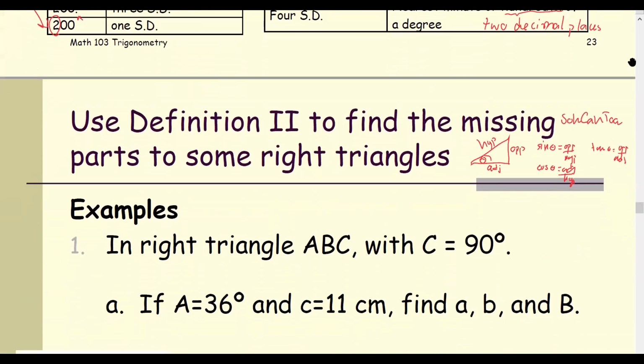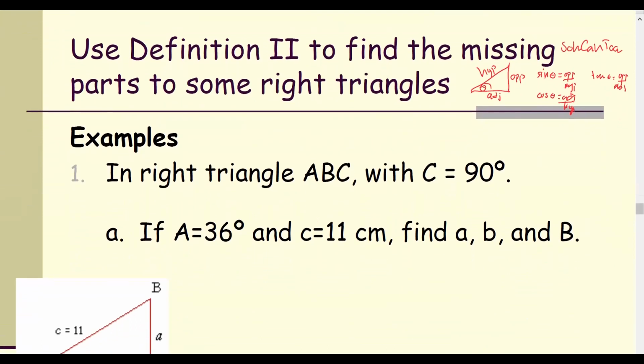Let's look at an example. Use definition 2 to find the missing parts of some right triangles. Recall definition 2 of the trig functions, based on the right triangle and an angle theta, identify the opposite, adjacent, and hypotenuse sides. Use the definition SOH-CAH-TOA: sine theta is opposite over hypotenuse, cosine theta is adjacent over hypotenuse, and tangent is opposite over adjacent.